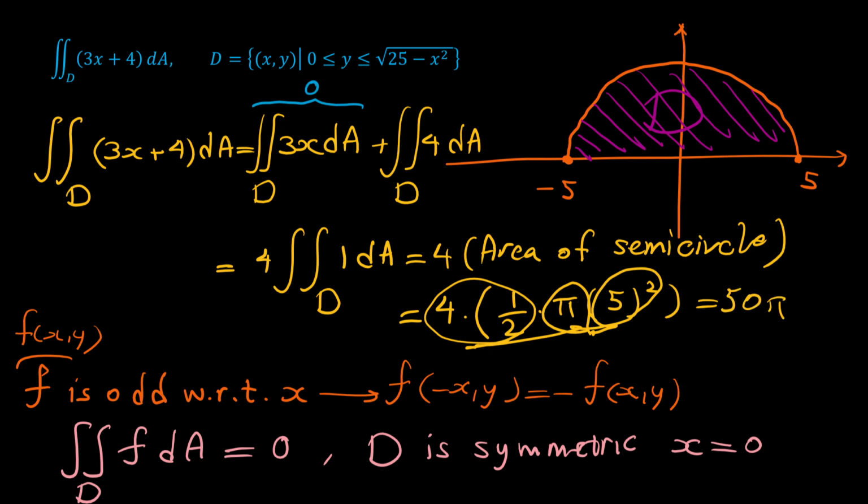So as you can see, we calculated this double integral without any integration technique. We used symmetry properties, geometric properties, and we calculated the double integral. And the answer of the double integral is 50 pi.